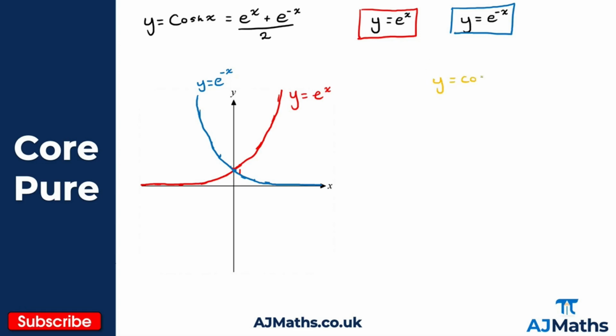So y equals cosh x here in orange. Now, like we said, this is the average of these two curves here. So in that case, y equals cosh x will also cut through 1. And y equals cosh x has a parabolic shape. So it looks like a positive parabola. It's got this kind of U shape. So all I need to do here is average these two curves.